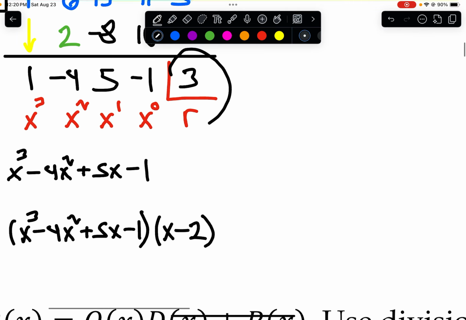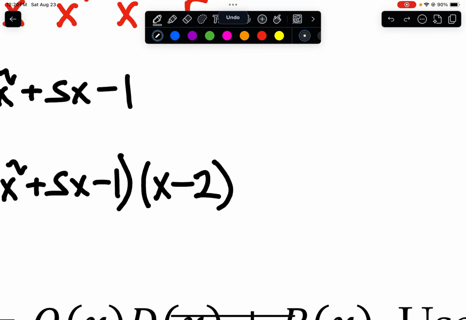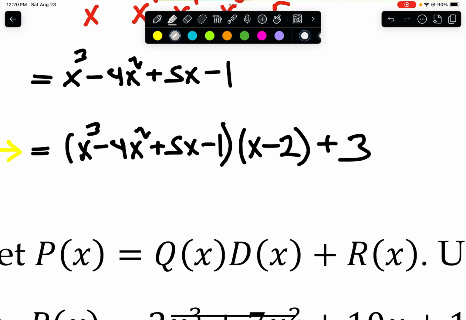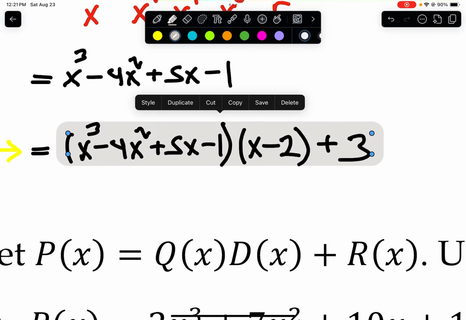So your remainder is just going to be your 3 that we got on the very end, and I'm just going to tack it on at the very end. So this right here, this is what your answer will look like for these. Ta-da!